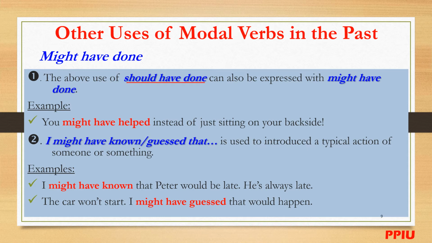The first use of might have done is not far different from what you have used in should have done, about past possibility. And the other part is I might have known or guessed, to introduce a typical action of someone or something that you may know and experience, and then you may not expect it to work well there. Okay, good.